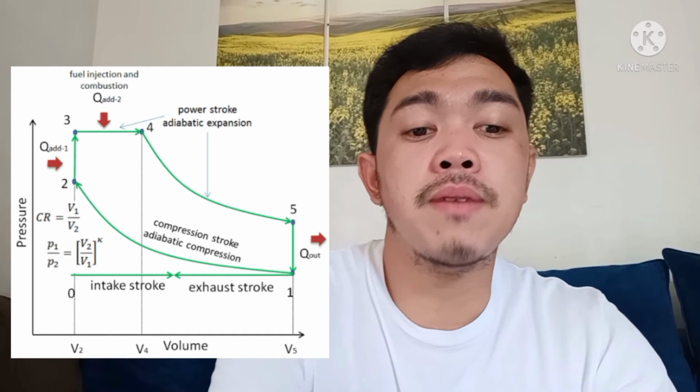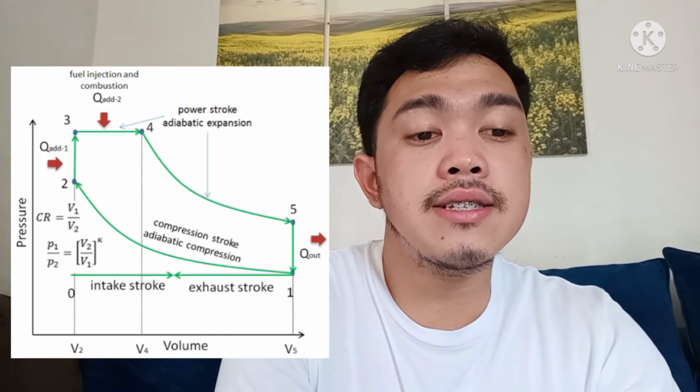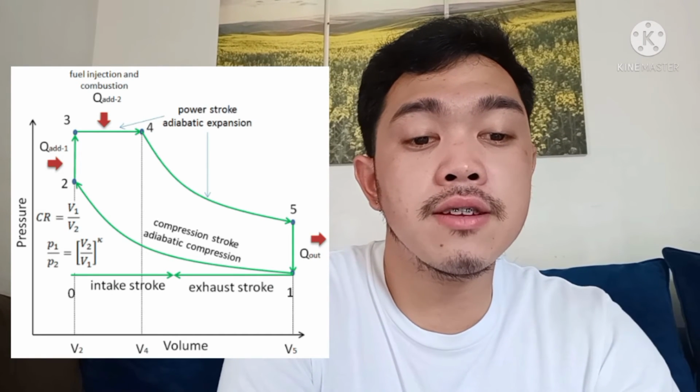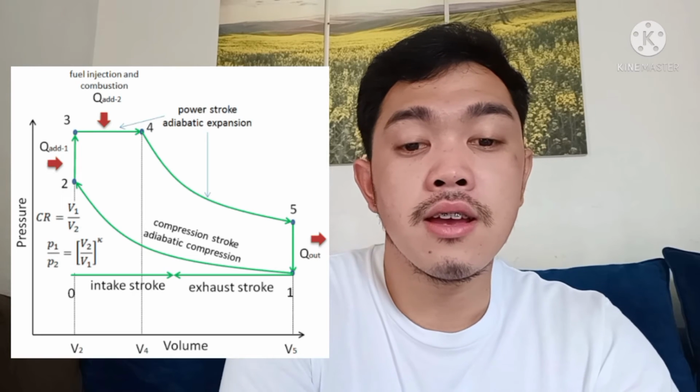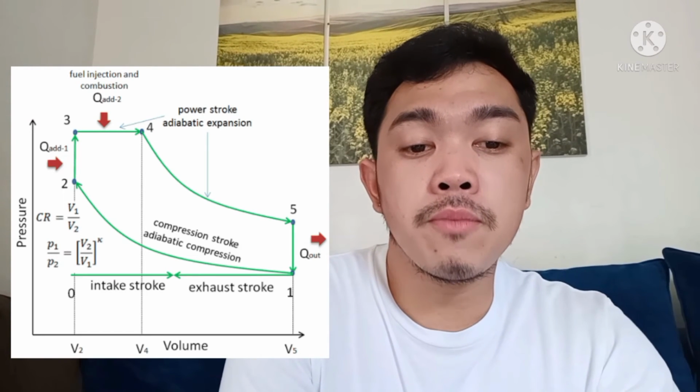Next is the isobaric expansion. In this phase, between state 3 and state 4, there's a constant pressure heat transfer to the air from an external source, while the piston is moving toward V4.